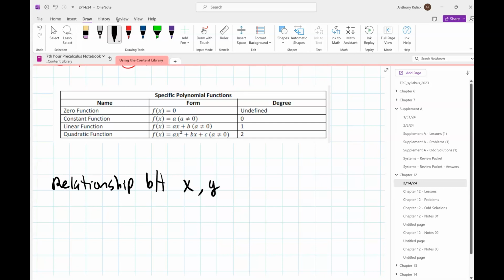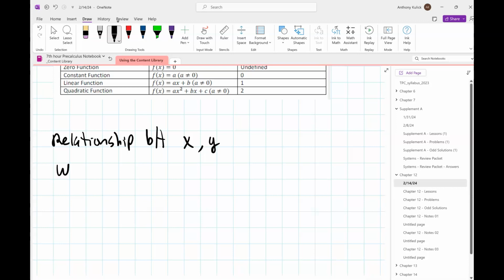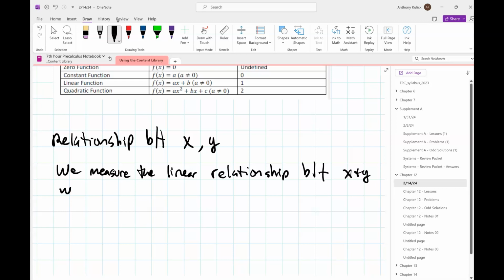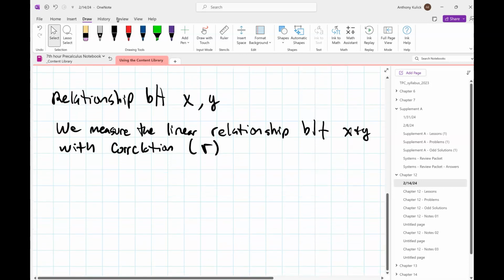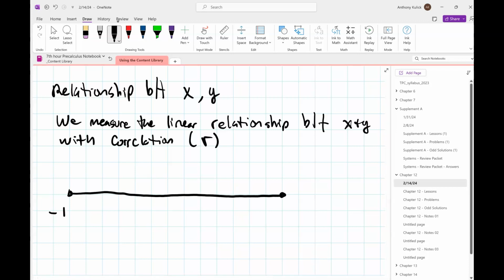Typically, just for the sake of argument, we'll call them x and y. We can measure the linear relationship between two variables with a number called the correlation. We abbreviate correlation with the letter R. So R is going to be a real number between -1 and +1.